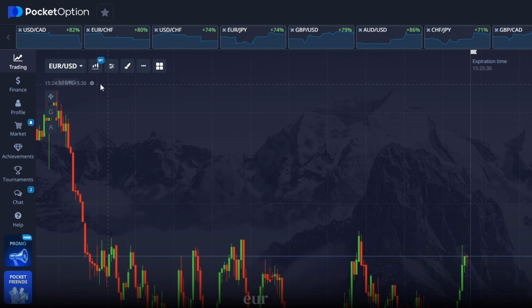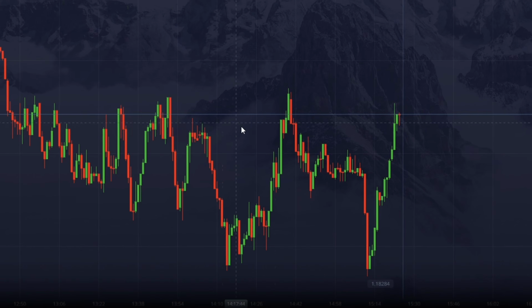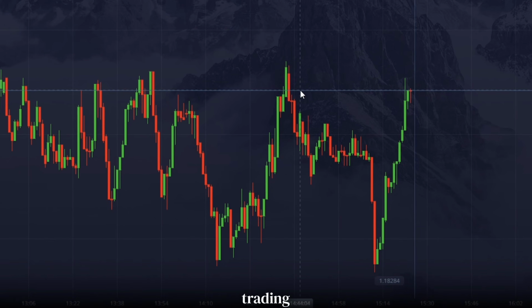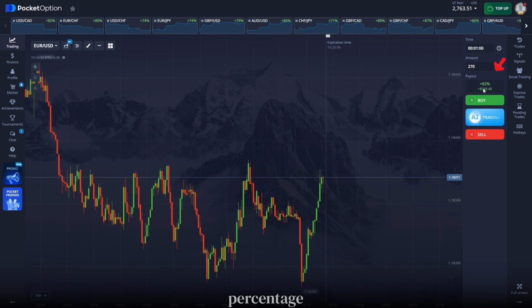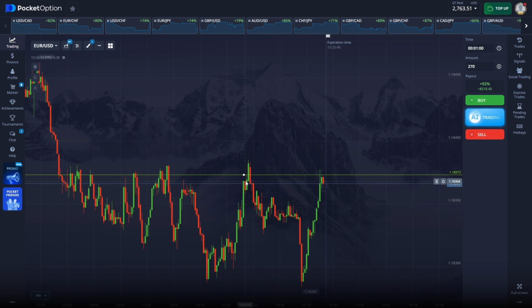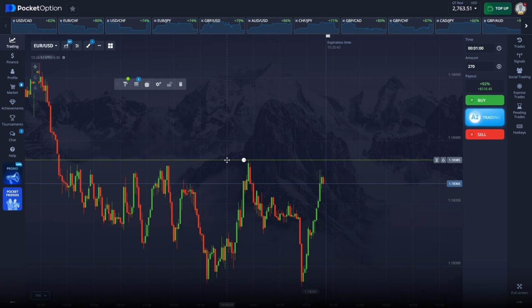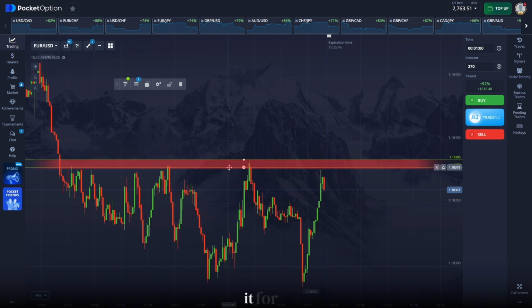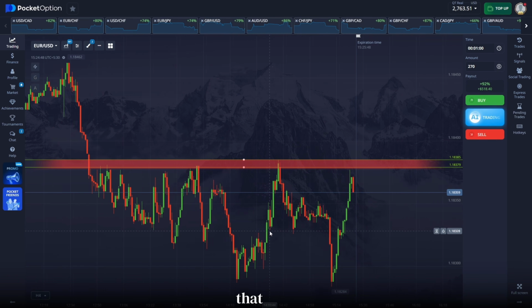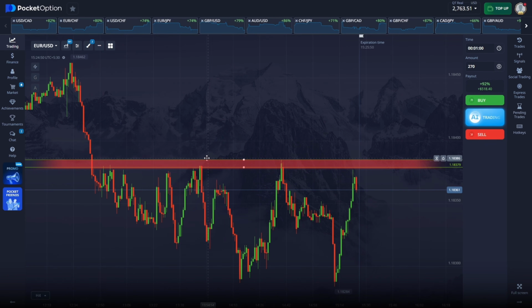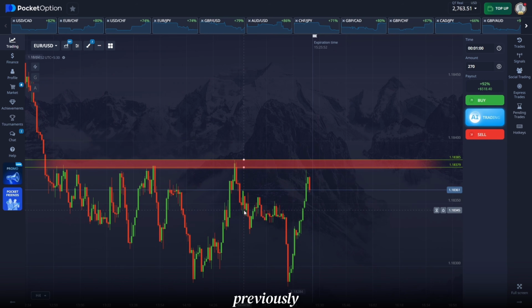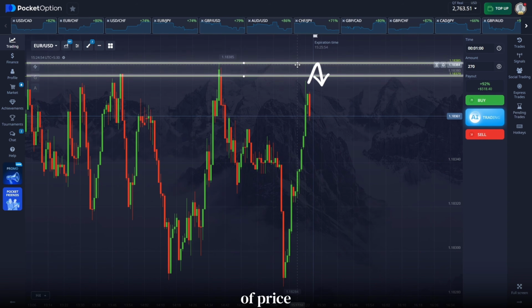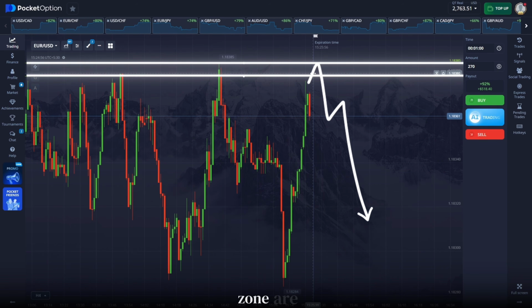I'm analyzing the Euro US dollar chart again because I have a good trading opportunity and the payout percentage is also really good. So let's first mark the zone. We have a major resistance, a selling zone, and I want to use it for a reversal trade. You can see that it's a clearly visible resistance zone which previously worked. So chances of price reversing after hitting this zone are really high.